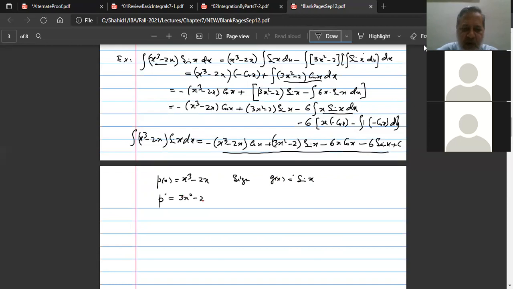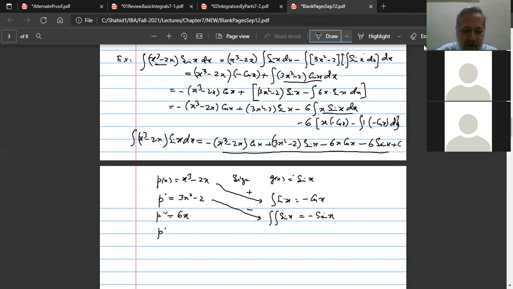3x² minus 2, first integral minus cos x. Second derivative, this has to be connected with this with a positive sign. Second derivative is 6x. Second integral of sine is the integral of minus cos, that is minus sine. This one has to be connected with this or multiplied with this with a negative sign.